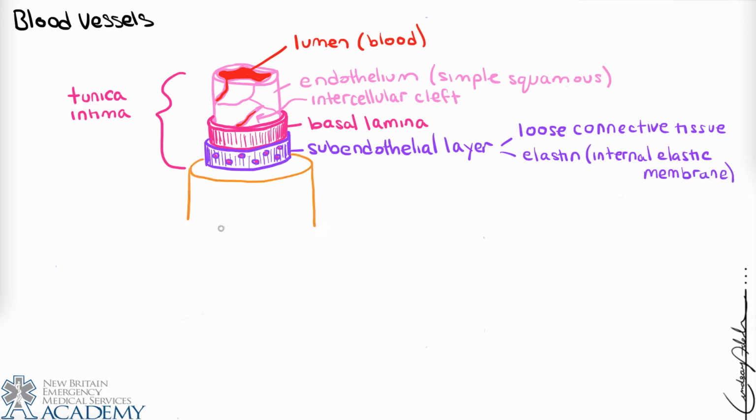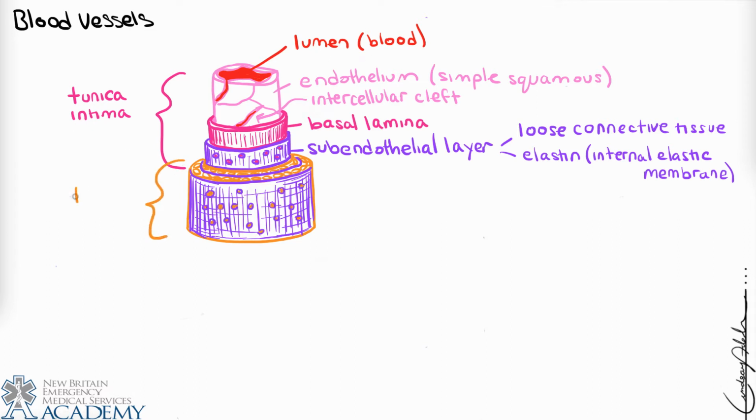The second layer is the tunica media, and so it's basically concentric around the inner layers. And the tunica media is basically layers of smooth muscle cells and then layers of elastin. And so basically these layers are also concentric around each other. So the smooth muscle cells are surrounding the internal elastic membrane, and then we have a layer of elastin, and then we have more smooth muscle cells, and then more elastin.